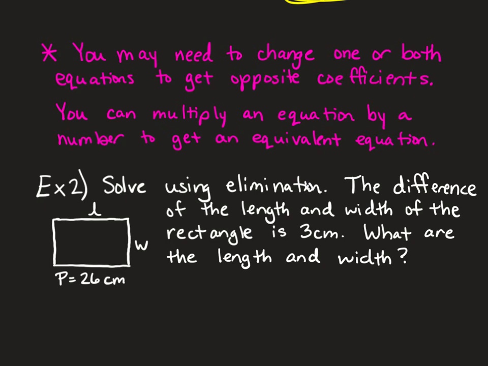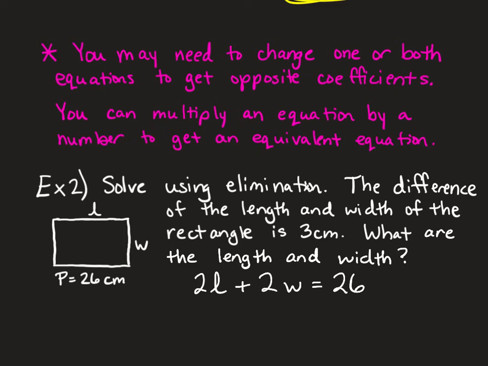Example 2, solve using elimination. The difference of the length and width of the rectangle is 3 centimeters. What are the length and width? So sometimes you might be given this system, but we're going to go ahead and figure out what it is using our information given. We've got two pieces of information. We know in this drawing that the perimeter is 26 centimeters. So to get the perimeter of a rectangle, we say twice the length plus twice the width equal the perimeter, which is 26.